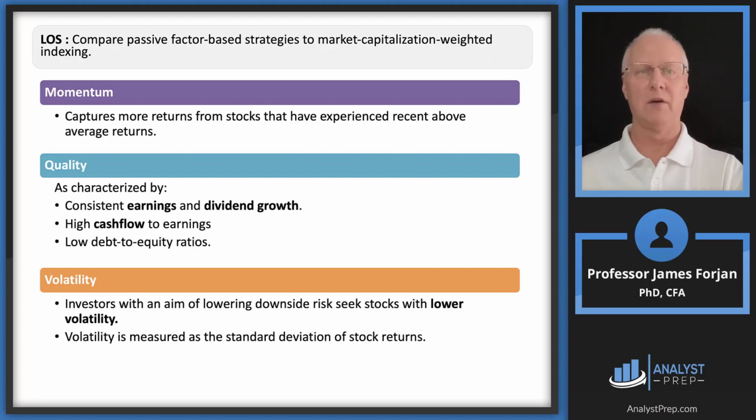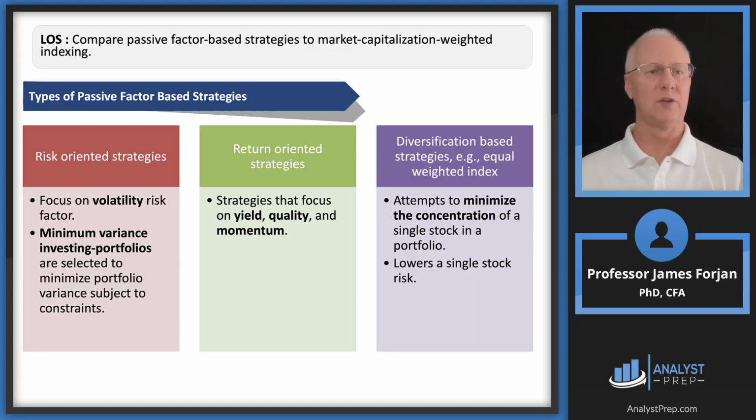And then, of course, volatility. We talked many times about the Black-Scholes-Merton option pricing model and standard deviations and all different sorts of volatility. And so we'll talk about that here in just a few seconds. So risk-oriented strategies focus on volatility risk. This is what we did in Harry Markowitz. Harry Markowitz gave us this model where we found the portfolio that had the lowest possible standard deviation for each given level of risk, subject to certain constraints.